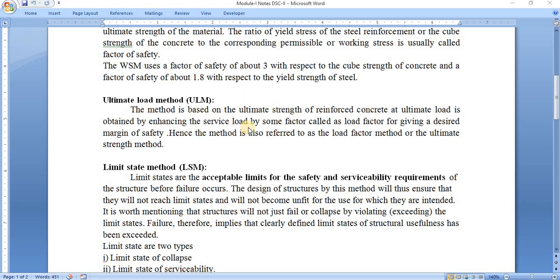So service load on that material is obtained by applying a certain load factor. Let us think that the load factor is 0.5. So service load is 50 in that case. So 100 is the ultimate strength, so service load is 50 when I apply the load factor of 0.5, giving a desirable margin of safety. So this load factor is nothing but the safety factor. Hence this method is referred to as the load factor method or ultimate strength method. Remember, this is also called the ultimate strength method.